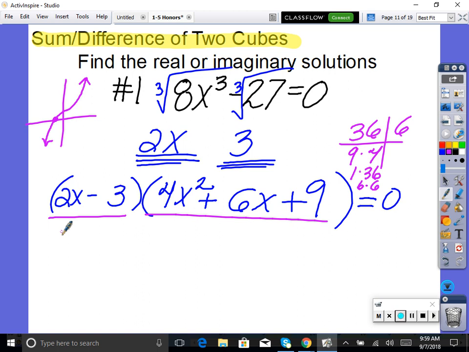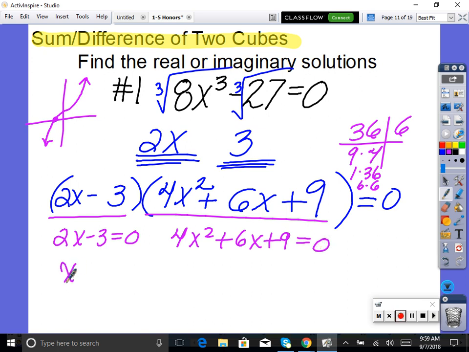Okay, so let's solve this one. 2x minus 3 equals 0. We have 4x squared plus 6x plus 9 equals 0. Solve for x. So right here we're going to get x equals 3 over 2. There's our real solution. That's where it would cross the x-axis. Great. Now right here it's not going to factor, so we have to use the quadratic formula.